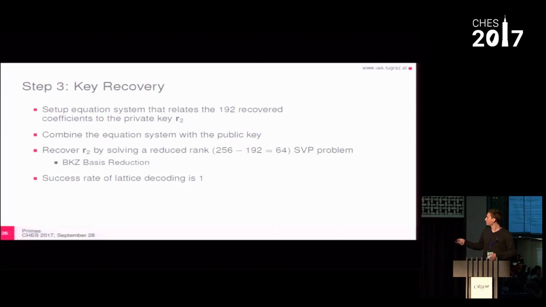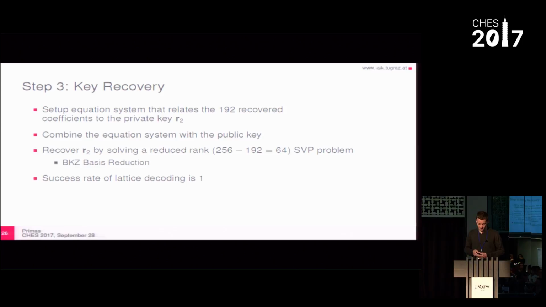In our case, we, for example, use the Dechter-Schnorr-Euchner BKZ reduction algorithm. By doing so, we observe that the success rate of the lattice decoding in this scenario is always 1. So given 192 correctly recovered coefficients in the belief propagation step, the success rate of the decoding is also 1. And we can basically recover the whole private key then.